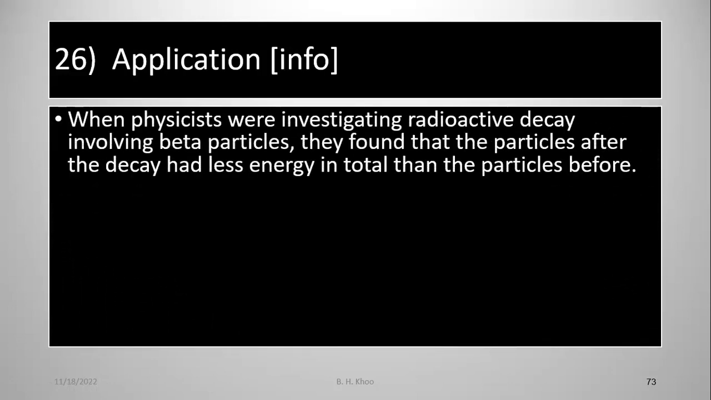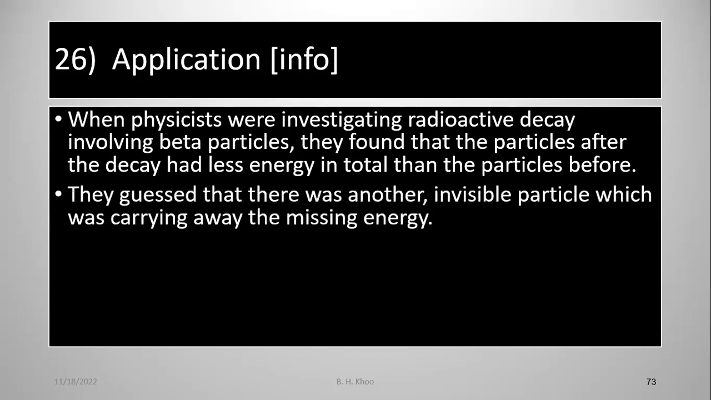When physicists were investigating radioactive decay involving beta particles, they found the particles after the decay had less energy in total than the particles before. So of course, you start questioning, right? Is the law broken? Cannot be. Law cannot be broken. So they guessed that there was another invisible particle which was carrying away the missing energy. Right? So if energy is not conserved, maybe there is another particle that's carrying away the energy.